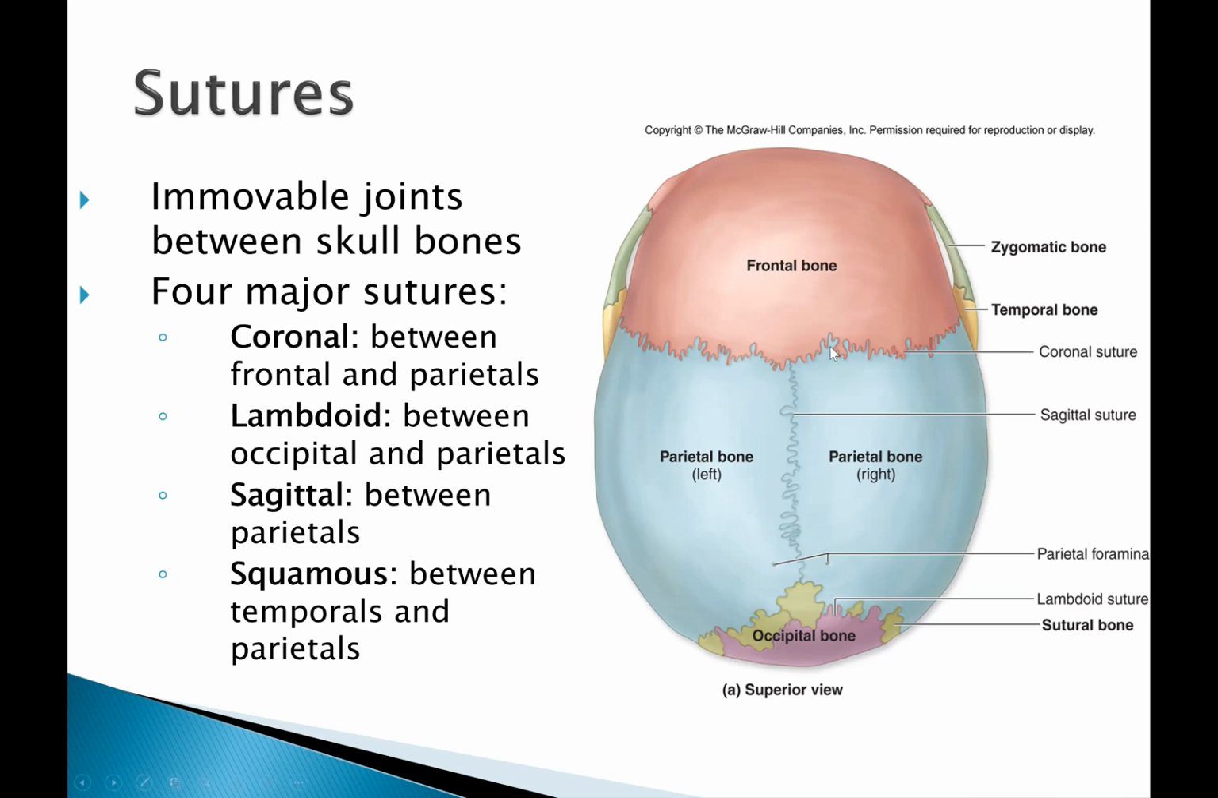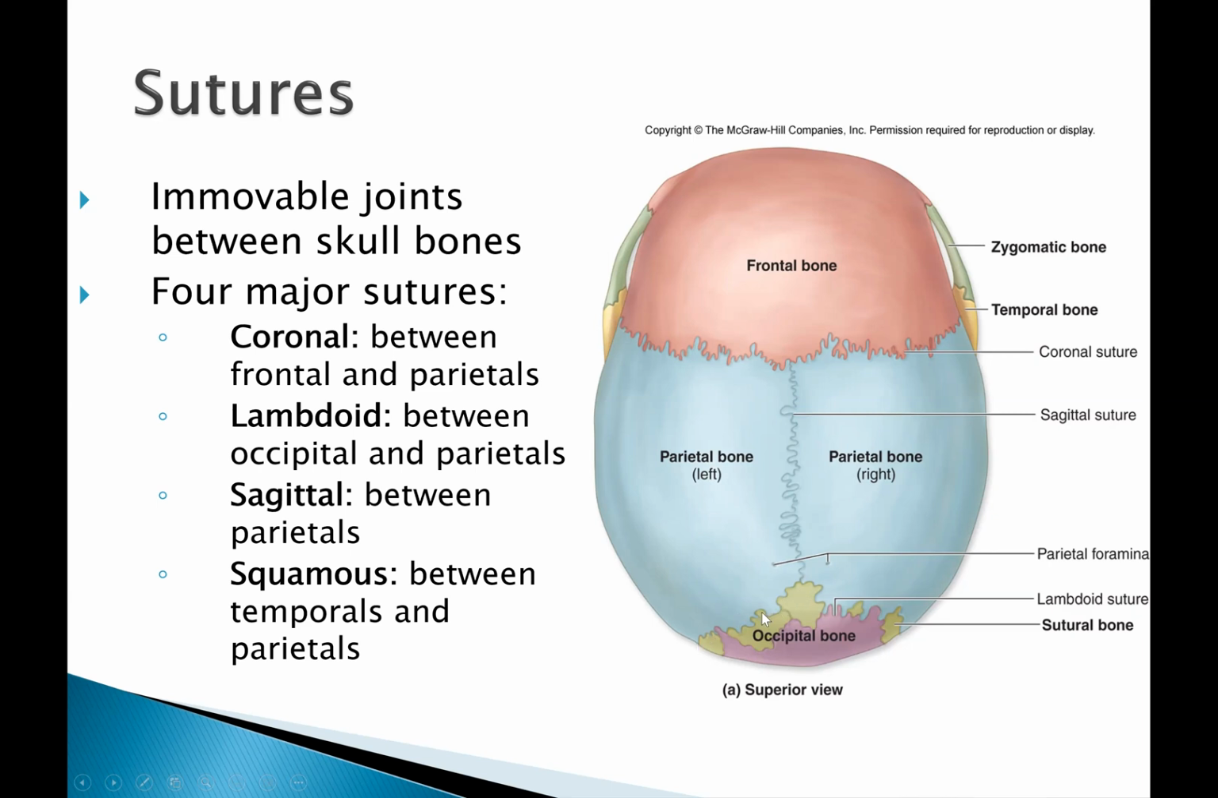If I'm looking top down, between the frontal bone and the 2 parietal bones, this suture right here is known as the coronal suture. Coronal, okay? Between the left and right parietal down here, just coming down here, this is known as the sagittal suture.